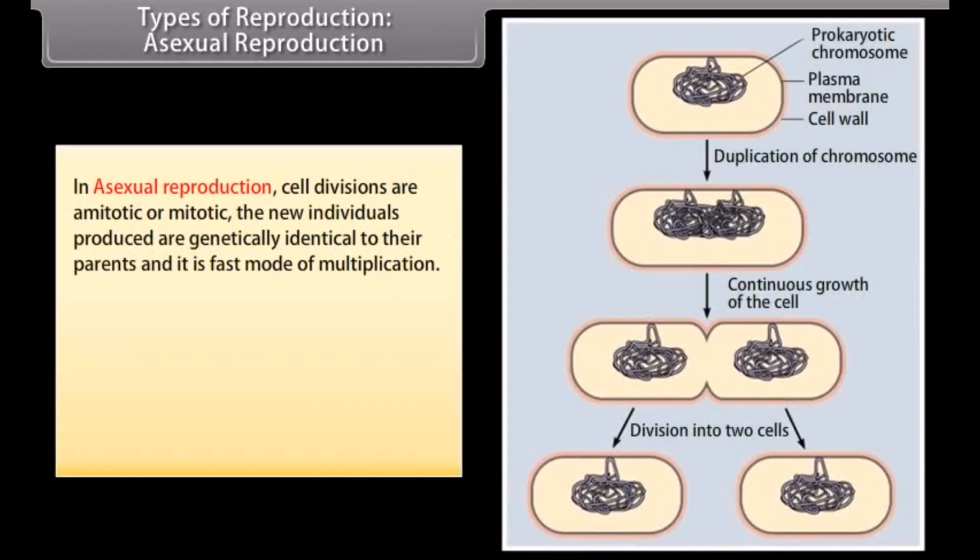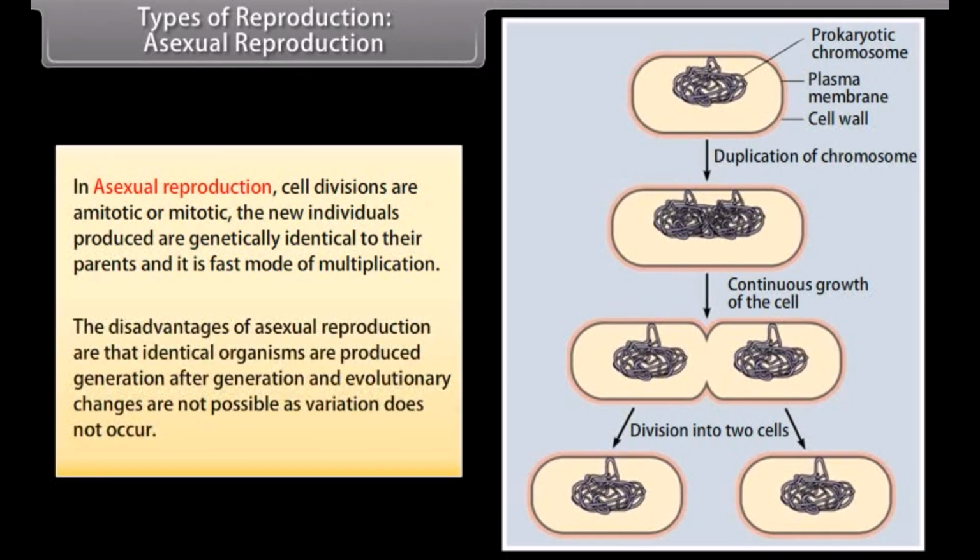In asexual reproduction, cell divisions are amitotic or mitotic. The new individuals produced are genetically identical to their parents, and it is fast mode of multiplication. The disadvantages of asexual reproduction are that identical organisms are produced generation after generation, and evolutionary changes are not possible as variation does not occur.